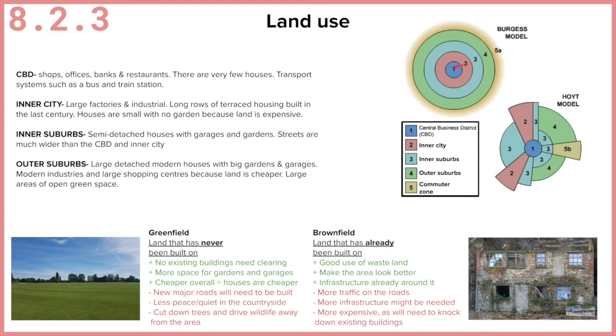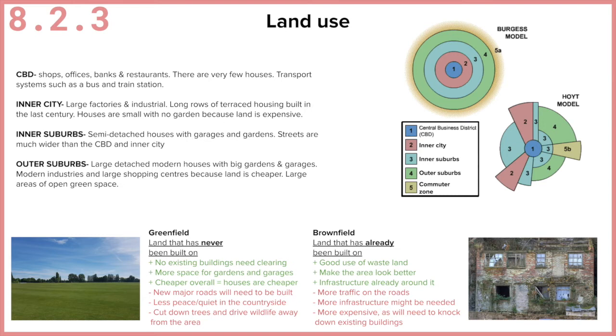The further away we get from the CBD, the less expensive the land becomes. So the inner city has the large factories and the industries, but as they're starting to decline, we're also starting to see more housing taking place here. And we have a lot of terraced housing, so that's the really cramped together houses that have long rows and have a yard but probably not a garden.